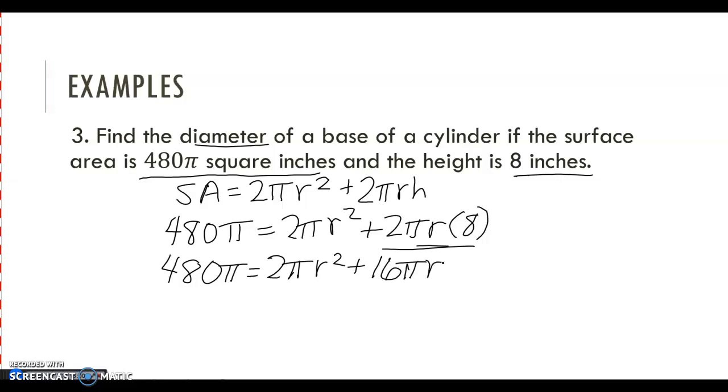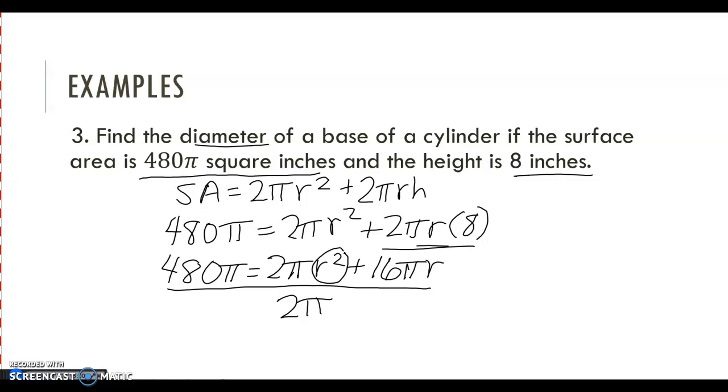So first thing I'm going to do is I see that every term I have here can divide by pi, and it can divide by 2. So I'm always going to start a problem like this by dividing everything by 2 pi. I know I'm going to eventually need to factor, so it's really important that I divide away that pi to help with the factoring process.